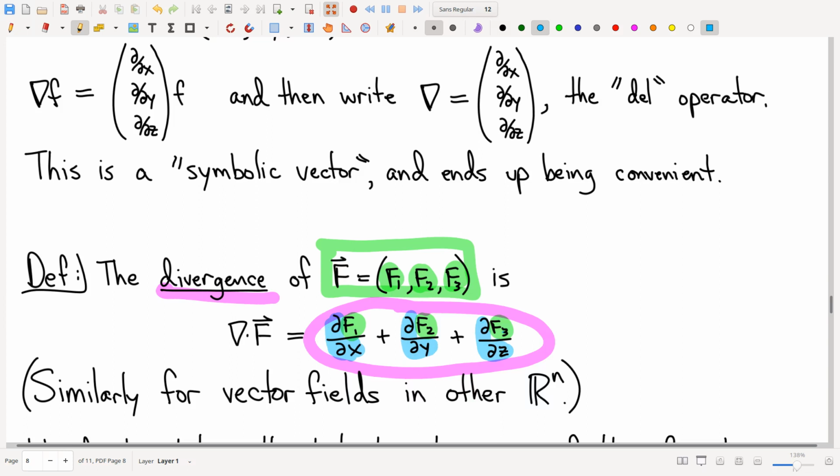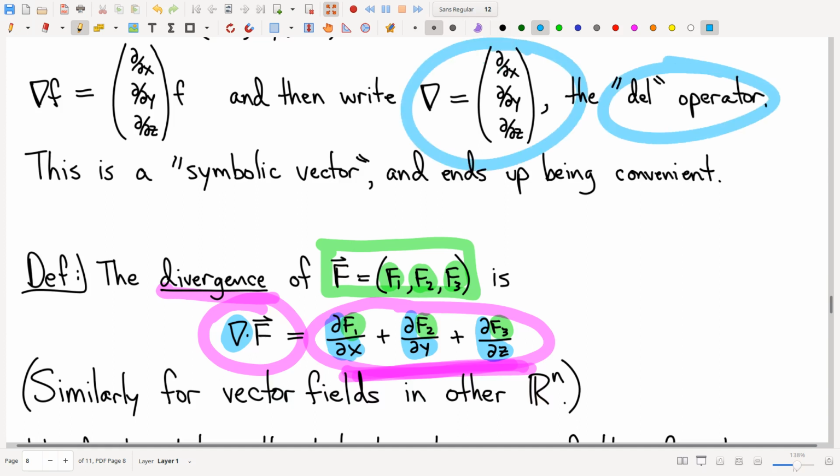And now I appeal to your notational flexibility, right? This expression here, this weird formula that I've pulled out of thin air and that you have no idea why we would be interested in, looks like a dot product, doesn't it? I claim it looks just like a dot product of our del operator, x partial, y partial, z partial, with our vector field F, f1, f2, f3. Is that cool? Kind of weird.